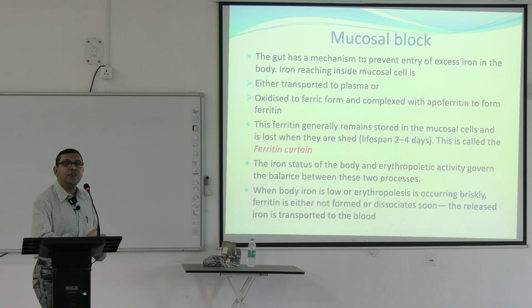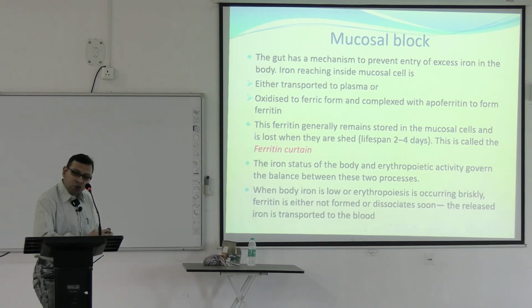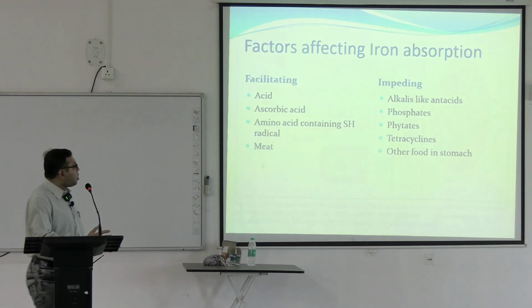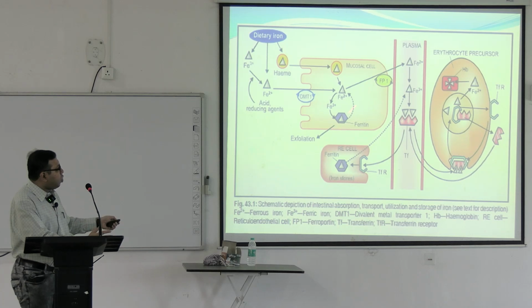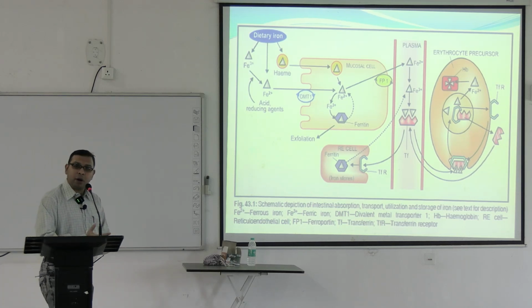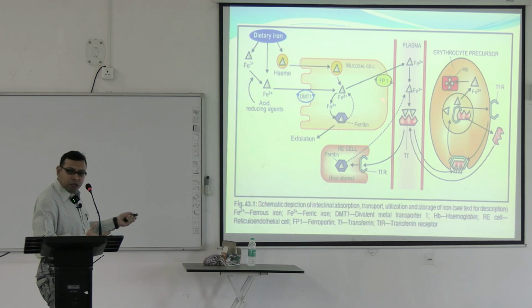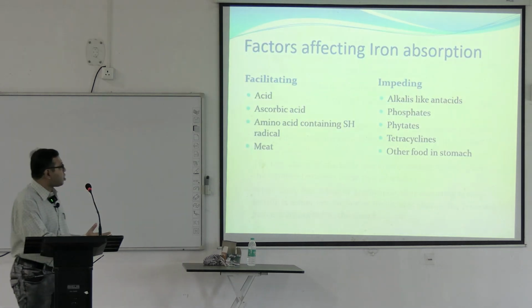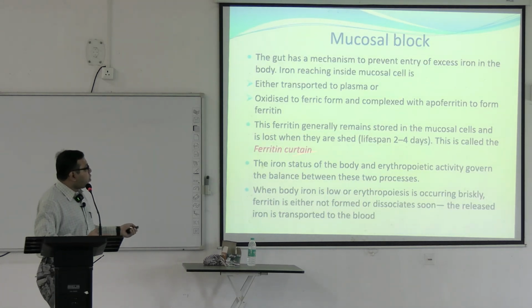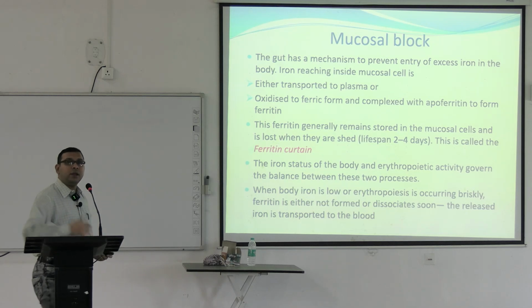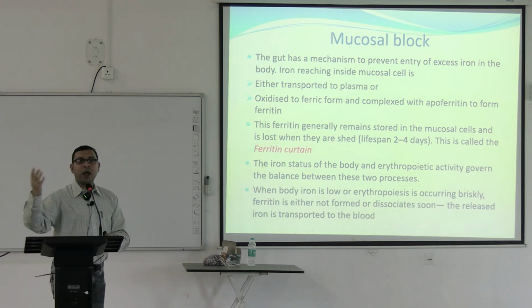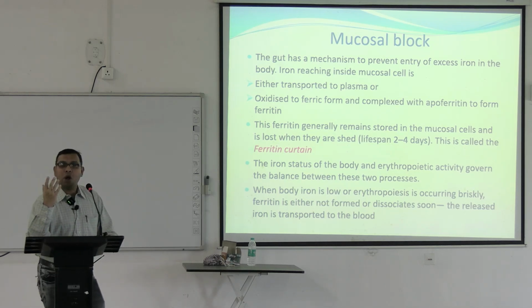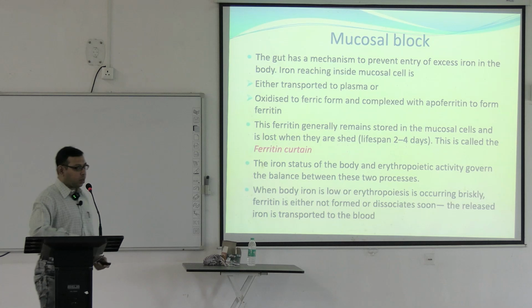So if there is severe need of iron within these 2 to 4 days, this iron will again go back and can be absorbed. But if it is not needed in the body, ultimately it will be shed, exfoliated through the gastrointestinal system. So this is known as the ferritin curtain. It acts like a curtain so that more iron will not be absorbed, but when the need arises, the curtain will be opened and more iron will come to the circulation.